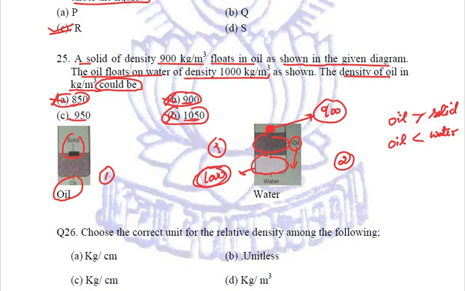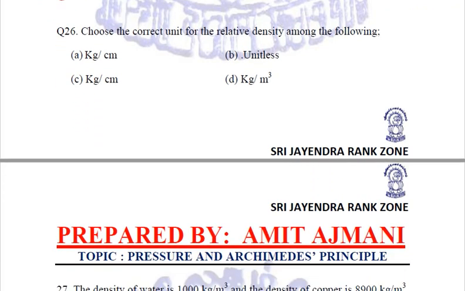So the density of oil needs to be in between that of the solid and water, which is 950 kilogram per meter cube. So C is the correct answer. Correct. Coming to the next question.